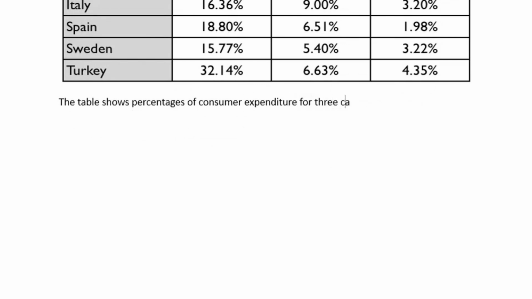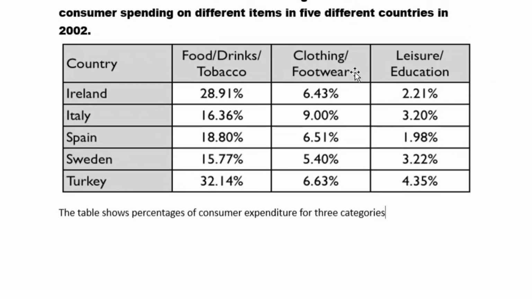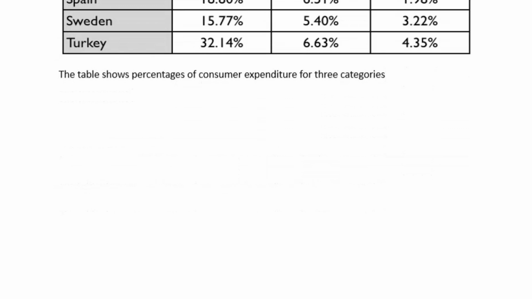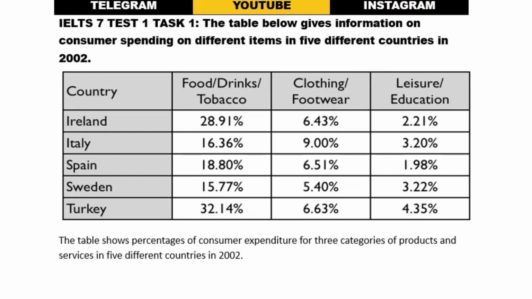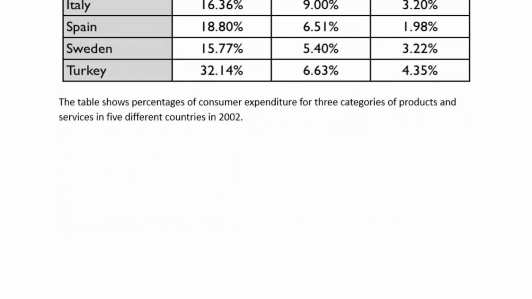for 3 categories. As you can see, we have 3 categories right here: food and drinks and tobacco, clothing and footwear, leisure and education. All right, categories of products and services in 5 different countries in 2002. That's all about it. We have finished with the introduction, where we paraphrased a little bit and tried to add some grammar and vocabulary a little bit differently. So let's start with an overall.